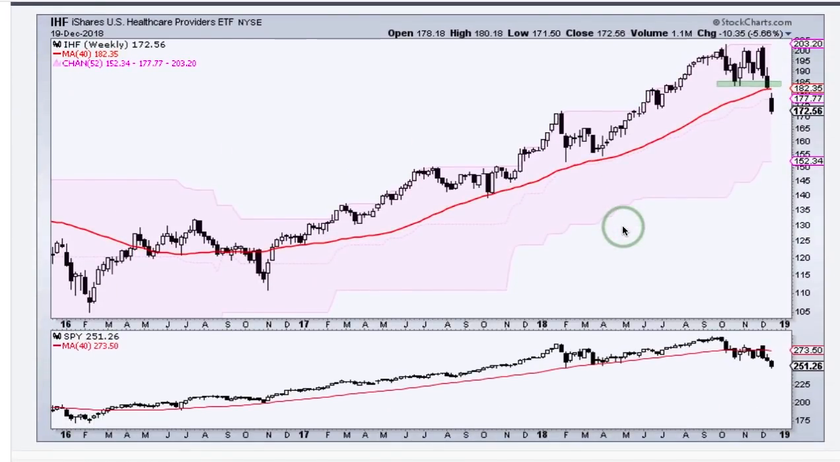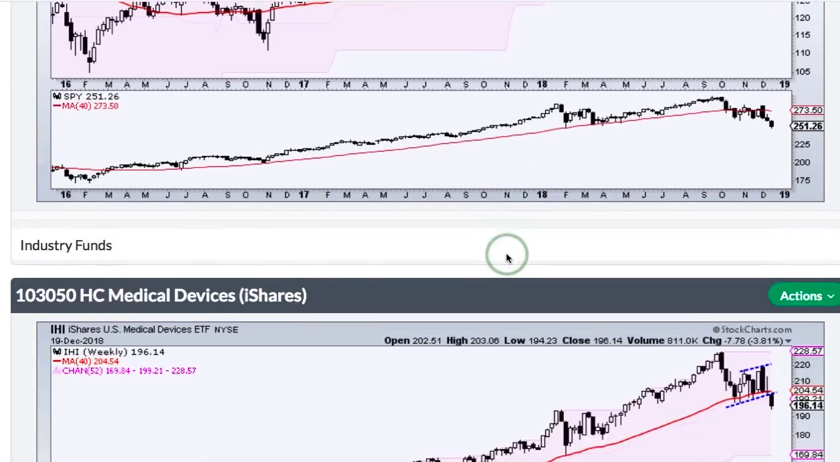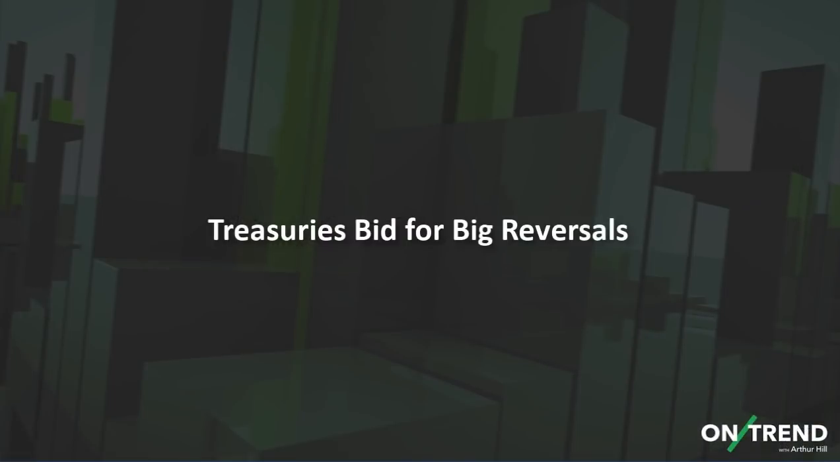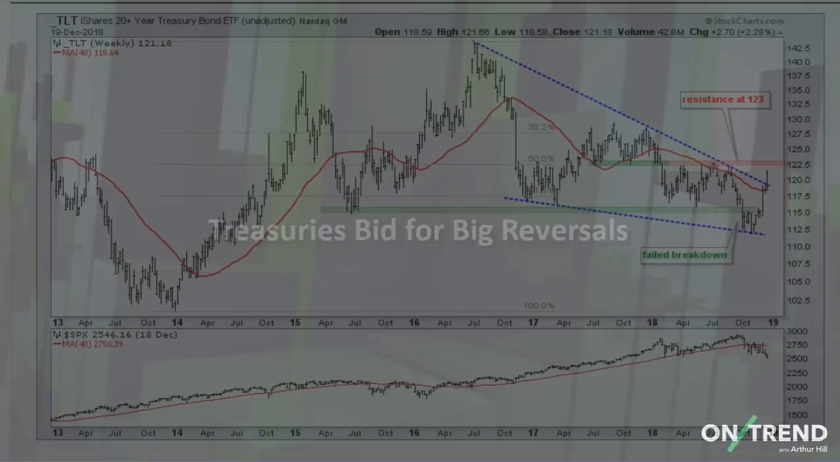And then two more: healthcare providers slammed, a big bearish engulfing and a breakdown below that 40-week moving average. And medical devices, kind of a little channel, and broke out of that channel. So there aren't a lot of places to hide in a bear market. Treasury bonds made a big move yesterday and are making a bid for a big reversal.